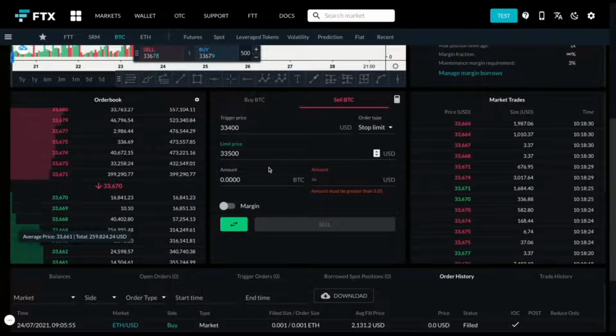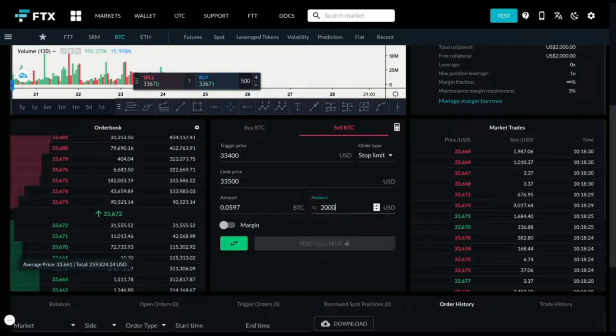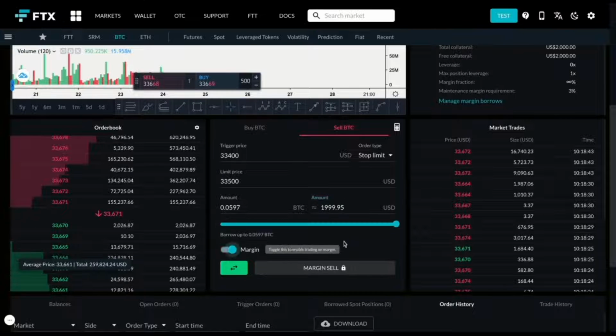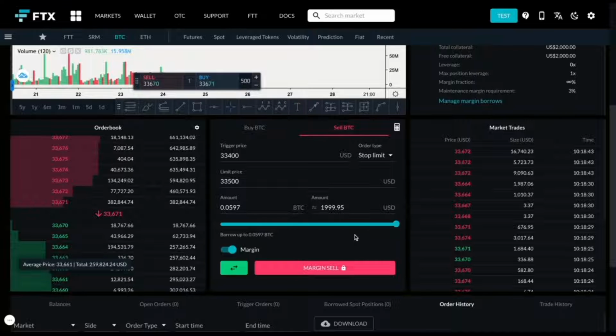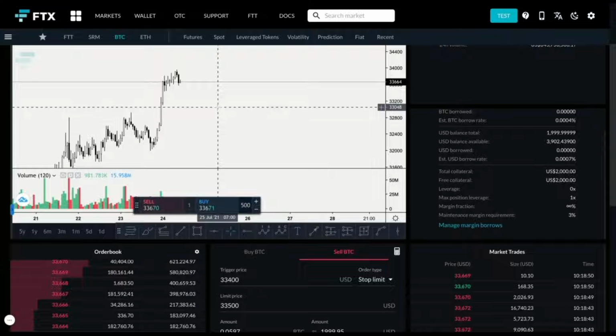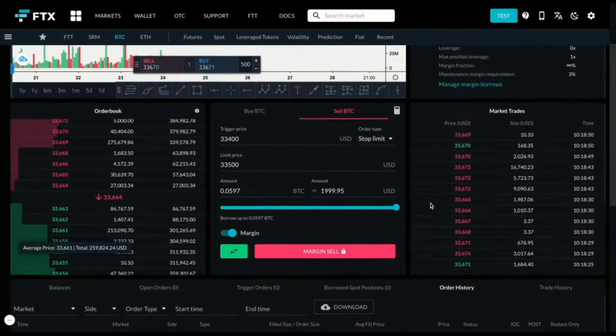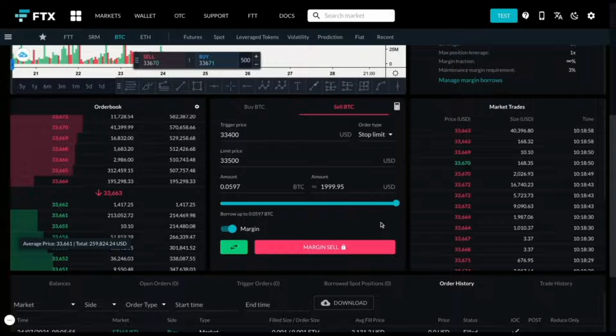33,500, then, let me see, 2,000. Like that. And margin on for now. That would mean that if price comes down and touches 33,400, it's going to place a sell order at 33,500. Okay, so you would use this if you think the price is going to drop, hit a certain level, and then rise again, and then drop again.